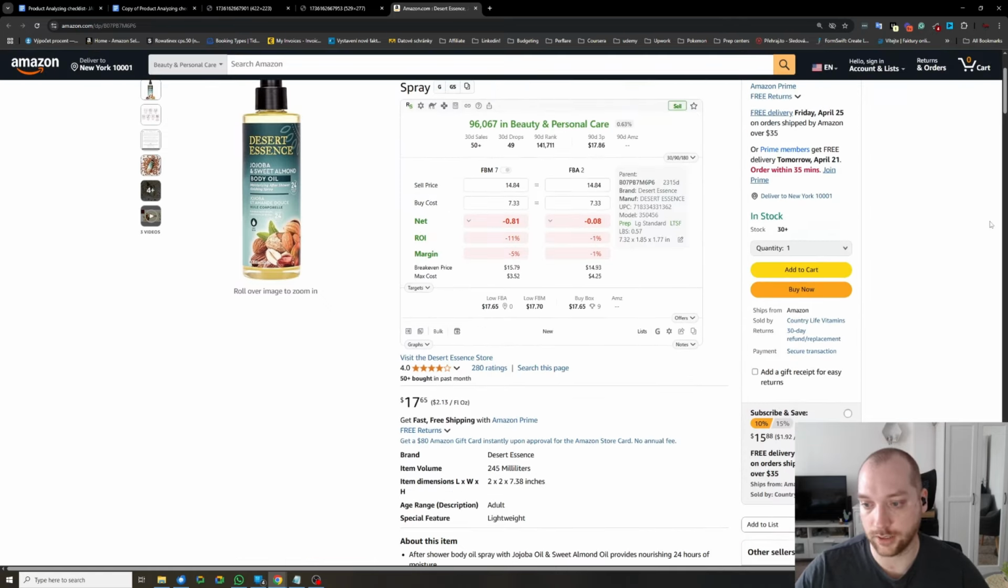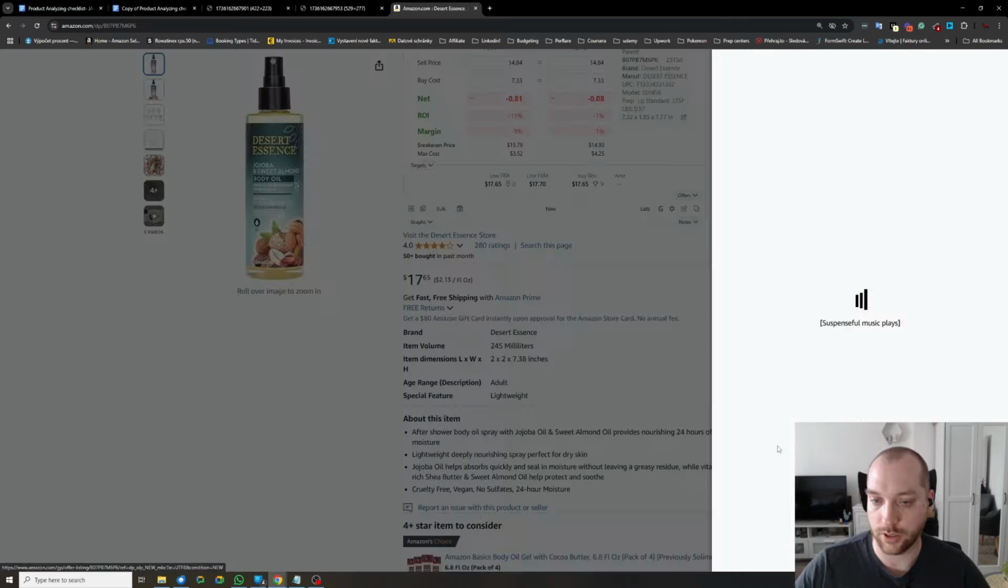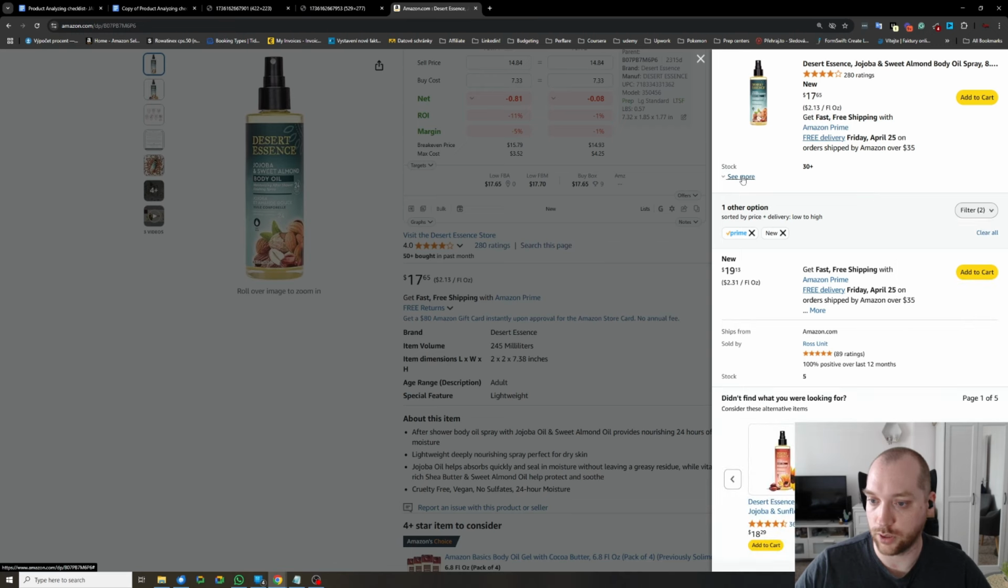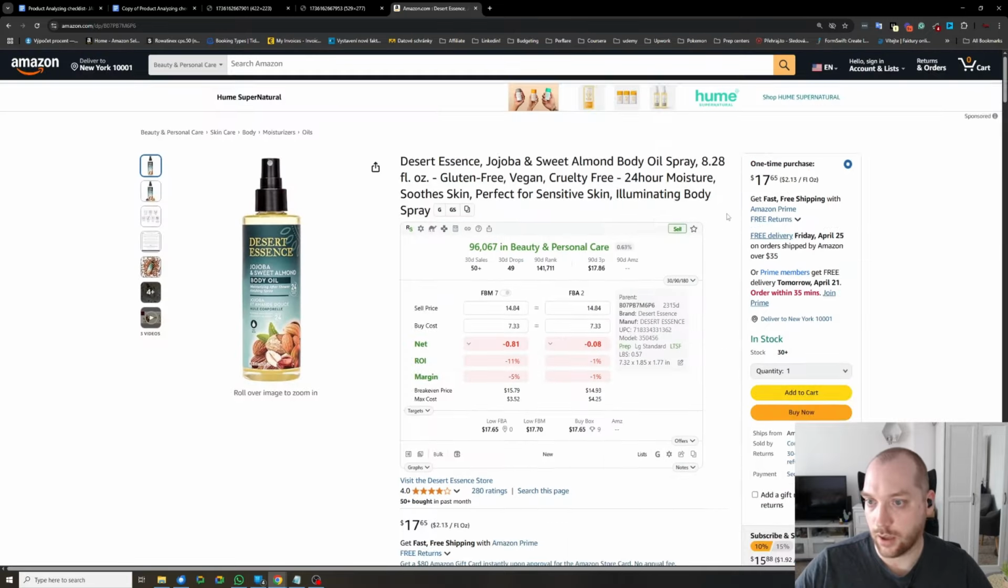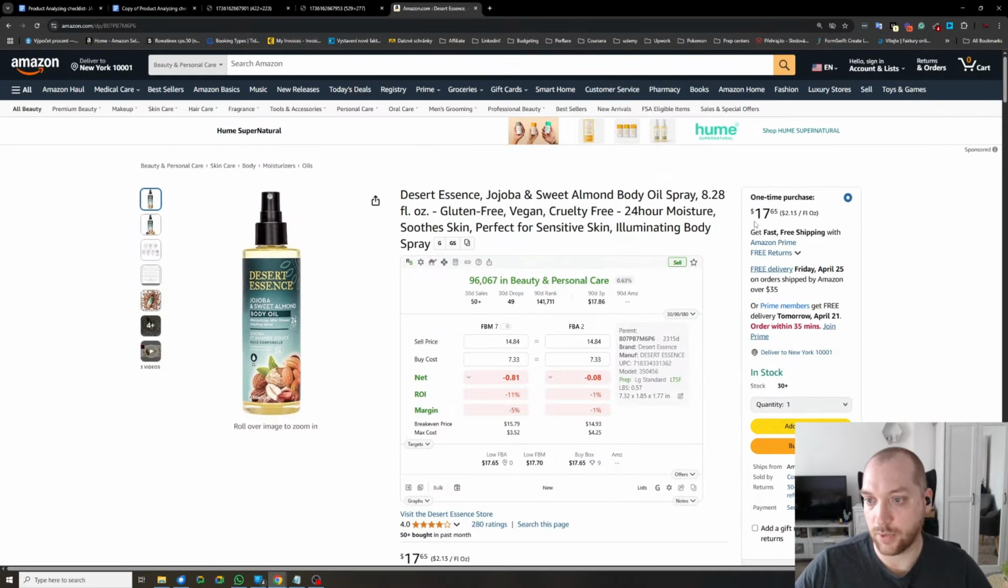The last thing would be again checking the competition: filter, prime, new. We have only 2 FBA sellers. The first one is selling for 17.65. This one sells for 19. That's too much. This is my main competitor. This is my main FBA competitor, which is the one that currently is holding the buy box. So in theory, I can sell at 25.